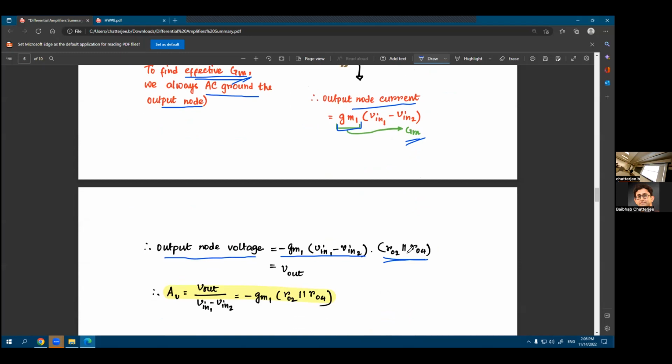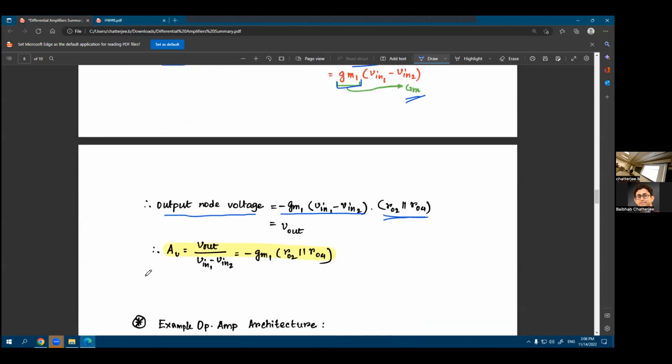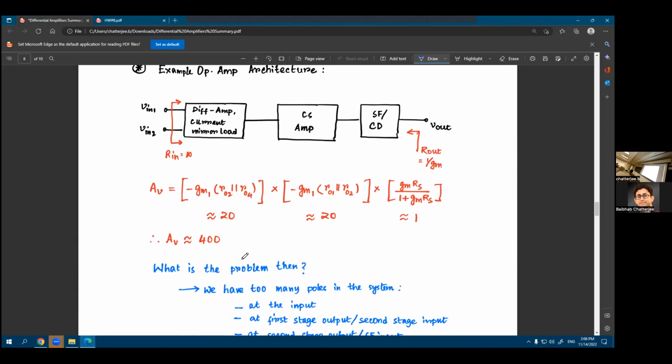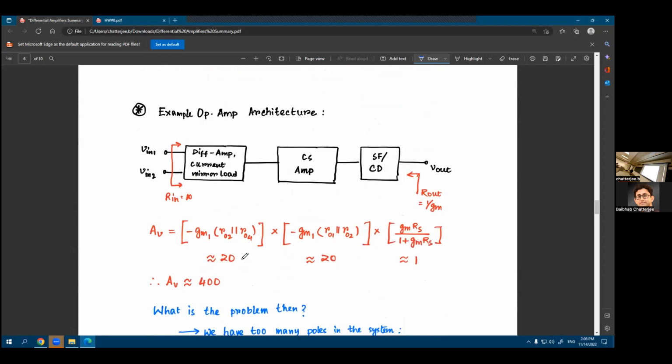That's your output resistance, right? So what's your overall gain then? Your input transconductance, which is GM1, times RO2 in parallel with RO4. Remember the negative sign because this is still equivalent to a common source structure, right? So your input is at the gate, your output is at the drain. Okay, so we now have a clear idea about how the op-amp should look.